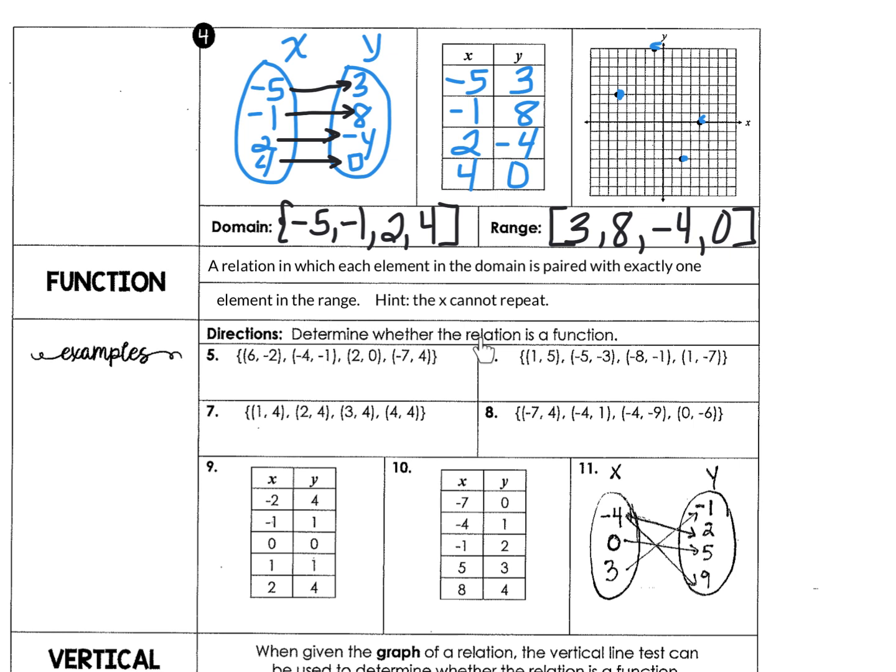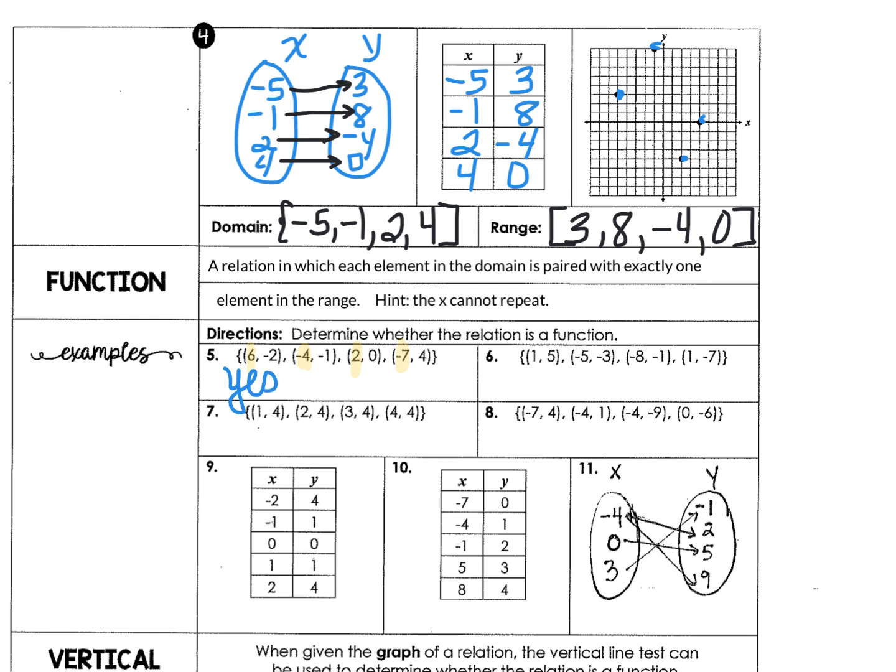They want me to determine whether this is a function. So I'm going to use my highlighter tool. And we're really going to focus on the x values. Remember, the domain are the numbers that come first. They're the x's. I see a 6, a -4, a 2, and a -7. So all of those numbers are different. So I'm going to say that yes, this is a function.